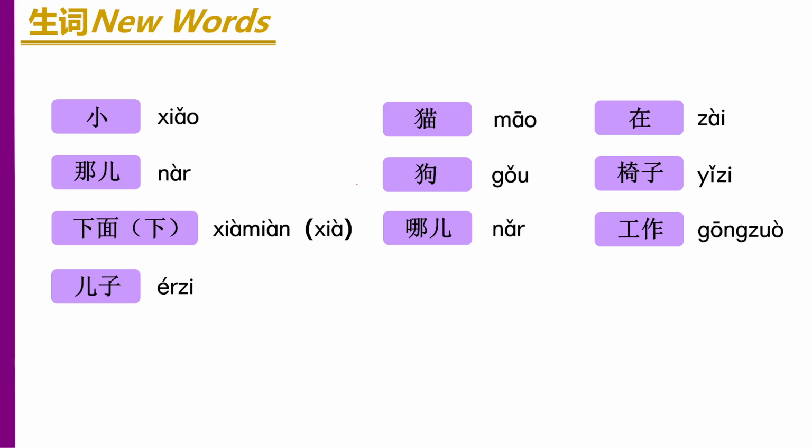So 儿子, son, yeah, right? We know that. And 医院, yi means medicine or medical. And yuan is yard. So 医院, a yard for medical stuff. So hospital.